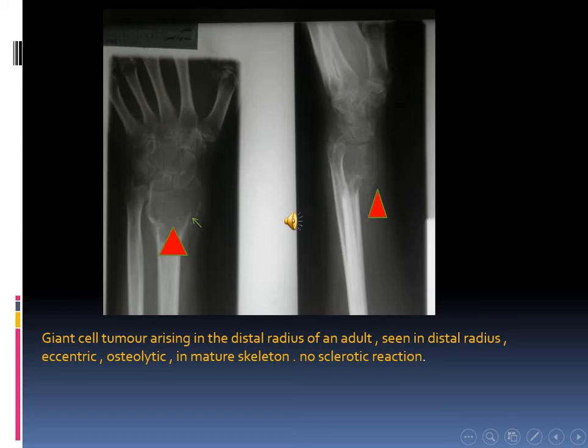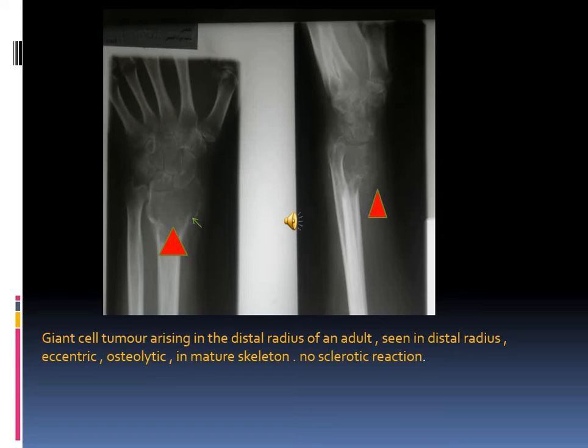This plain X-ray is taken for the left wrist. You can see that there is abnormal bone density seen in the distal end of the radius. There is an expansile low dense lesion. This type of lesion is called giant cell tumor. How can we differentiate or diagnose giant cell tumor?